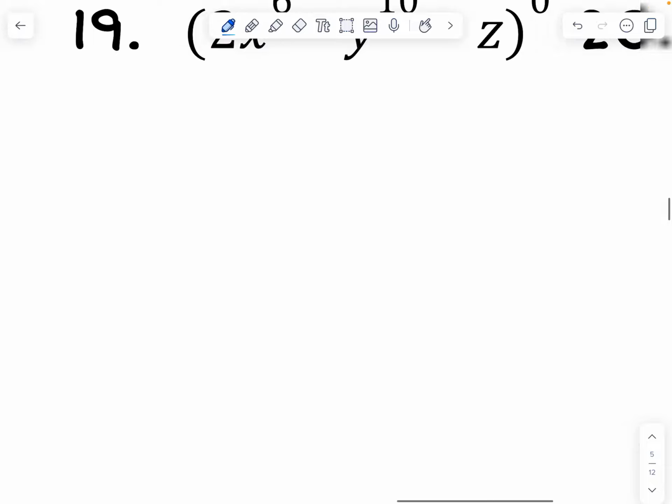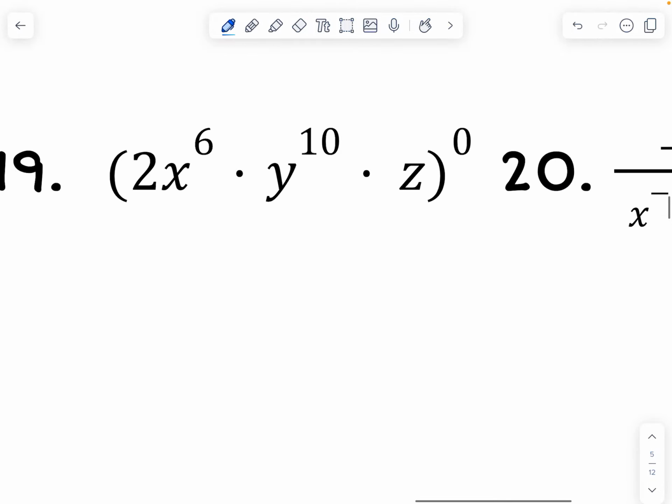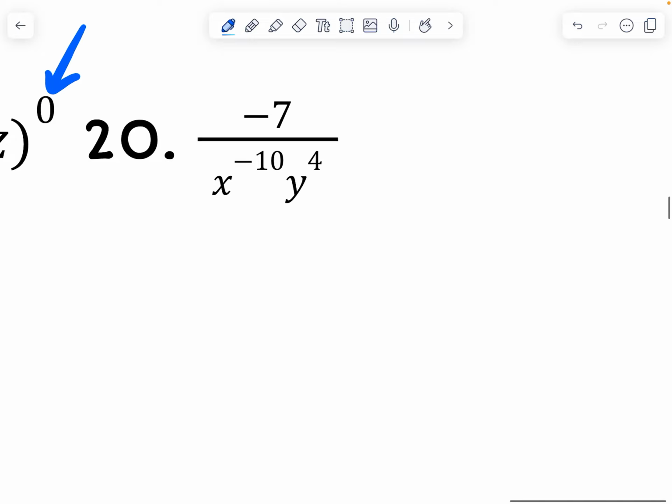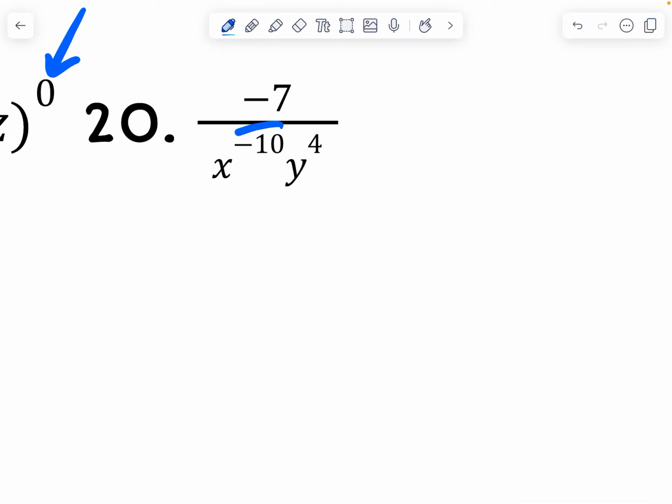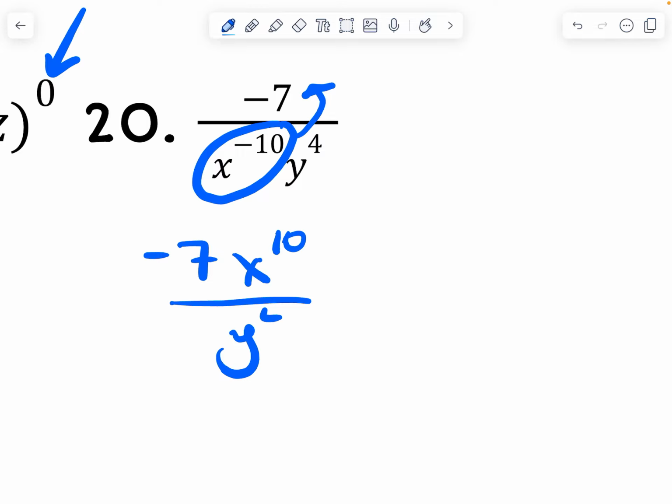Okay, next. I look at this, the whole set of parentheses is raised to the 0 power. Anything raised to the 0 power is 1. And then this one has a negative exponent. It moves upstairs, so negative 7 x to the 10th over y to the 4th.